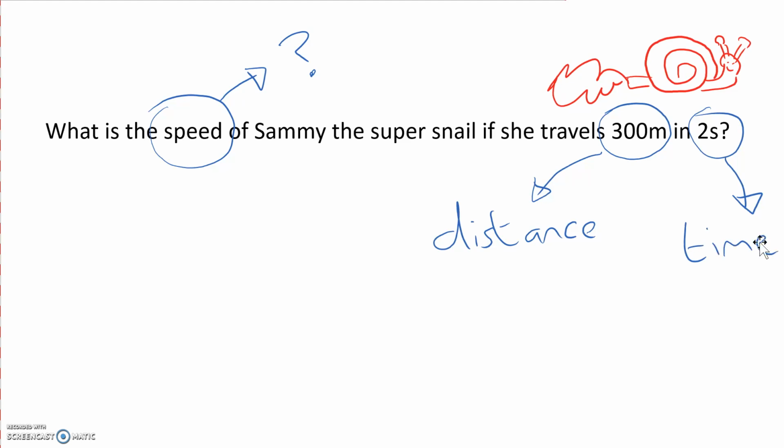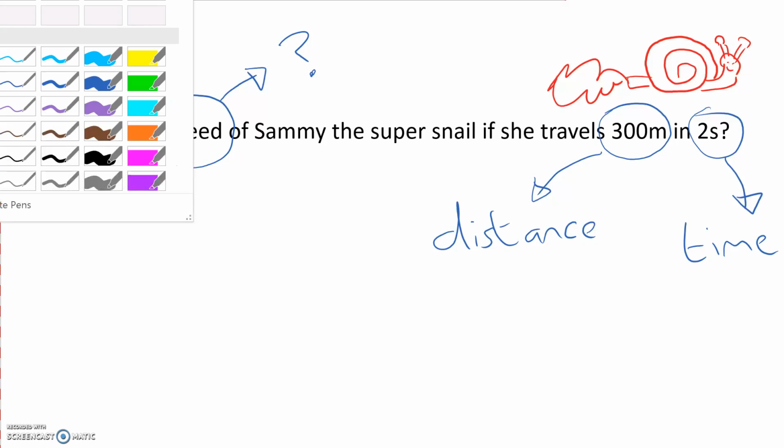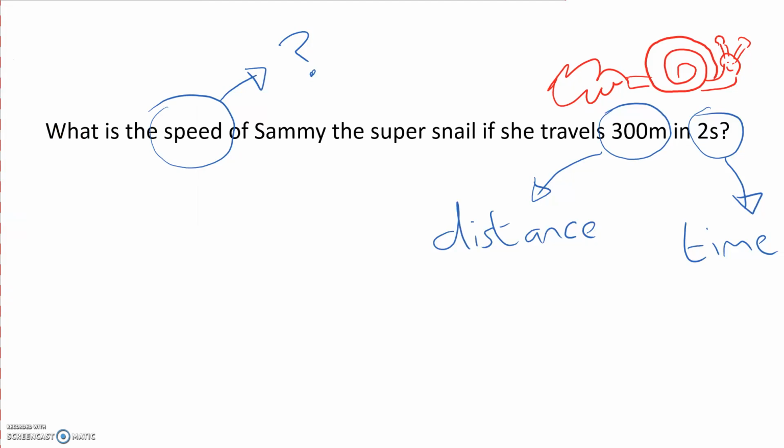So I've broken down my question, and I know that I'm looking for some sort of formula that includes speed, distance, and time. Now I may have learnt my triangle or my formula, but I may not. I may have to work it out. So how could I link speed and distance and time? Well, I might start to think, I've got a distance that's 300 meters. I've got a time that's 2 seconds. How could I link those to a speed?